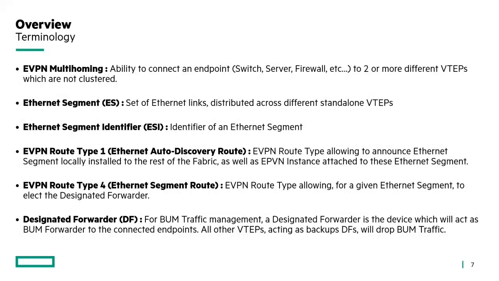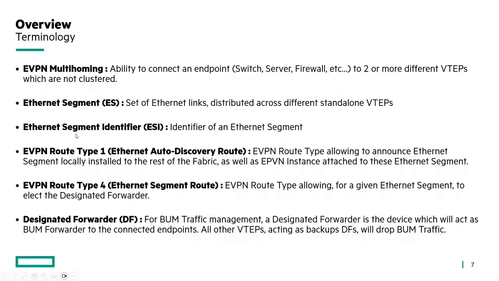So this terminology is related specifically to multi-homing support. The first four are really ones that we'll be talking about today that are implemented with the phase 1 approach, and then the last two will come into play as we move forward. So just reading through these: EVPN multi-homing, what does it do? It's the ability to connect an endpoint, so a switch, server, or firewall, to 2 or more different VTEPs which are not clustered. And so the concept with that is there's an Ethernet segment, which is a set of Ethernet links distributed across the different standalone VTEPs.